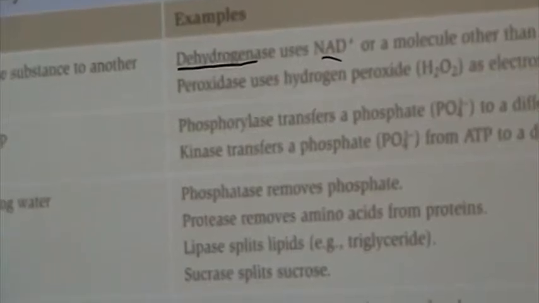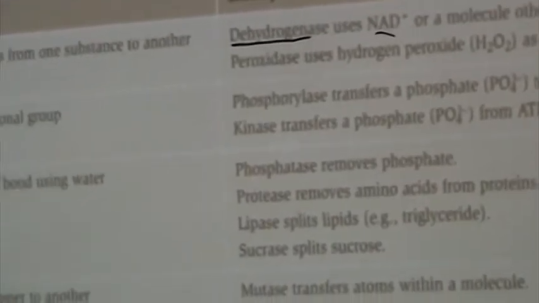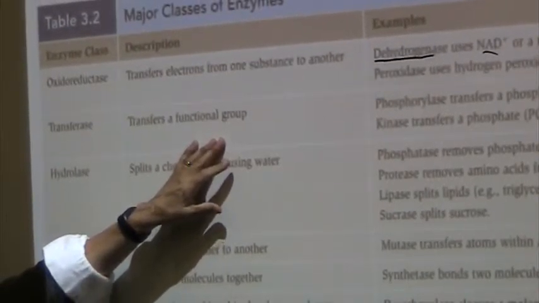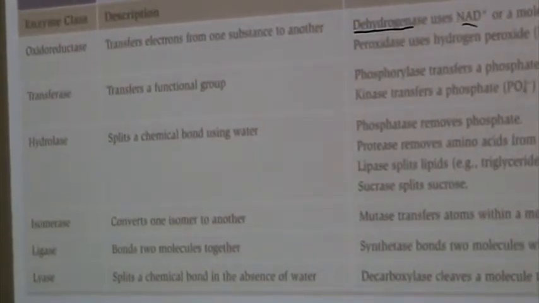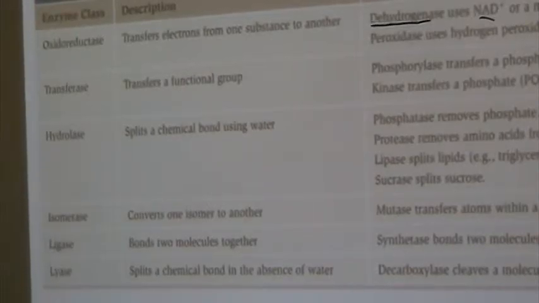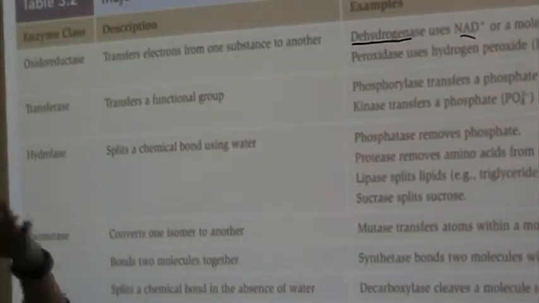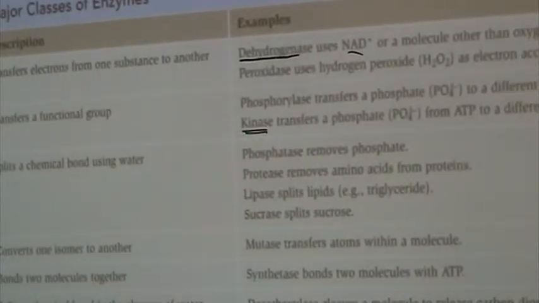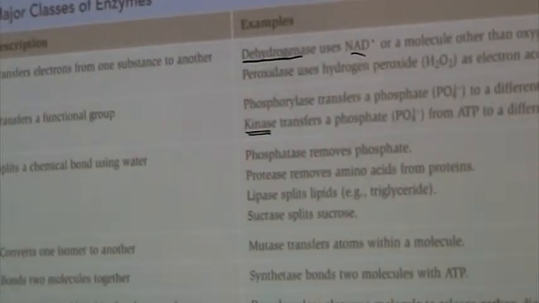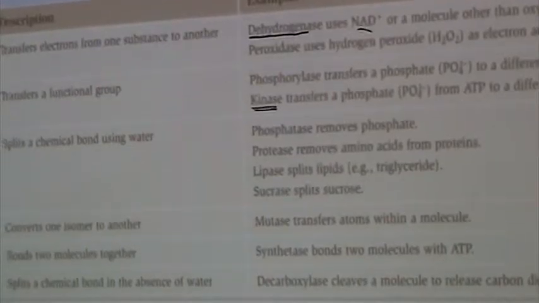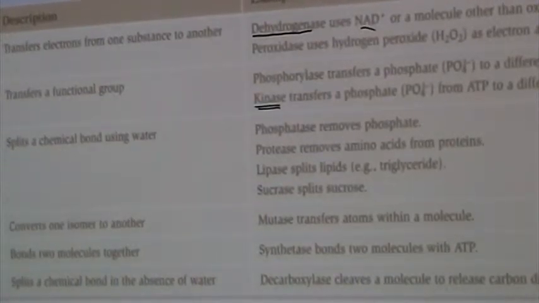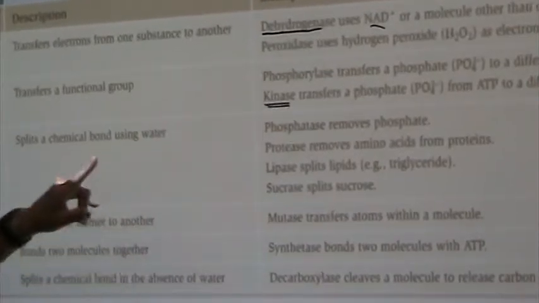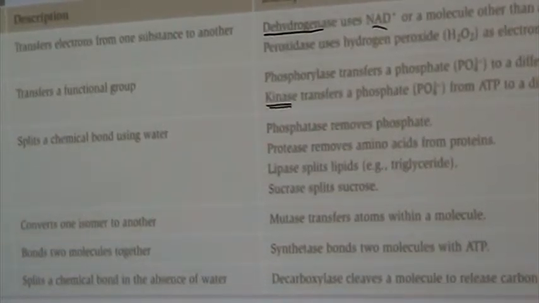Peroxidase, we don't care about for this. Transferase transfers a functional group. Remember in lab last week we learned about functional groups: phosphate, amino groups, carboxylic acid. Different ones are transferred. Here's the one we're going to see Wednesday, kinase. A kinase enzyme is very kind. It transfers phosphate. That makes sense if we want to make ATP, adenosine triphosphate. So we're going to see kinases. They transfer a phosphate from ATP to a different cell.